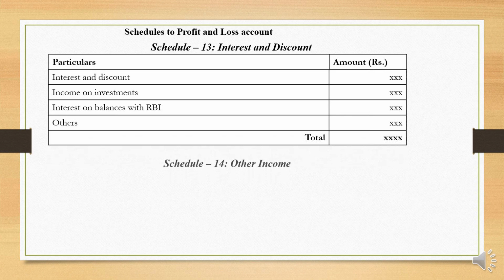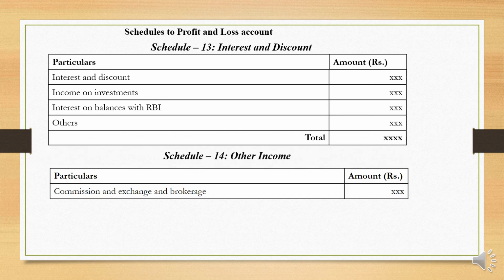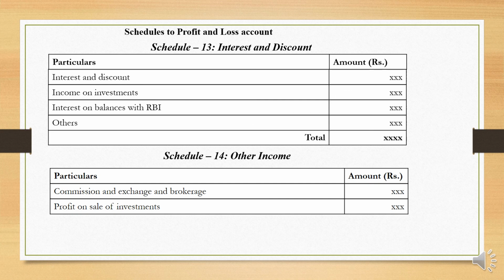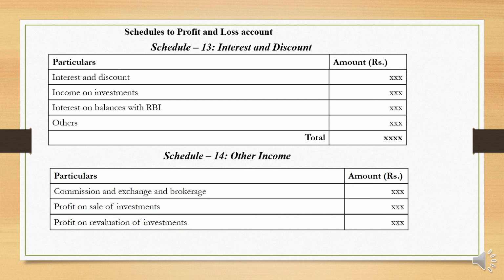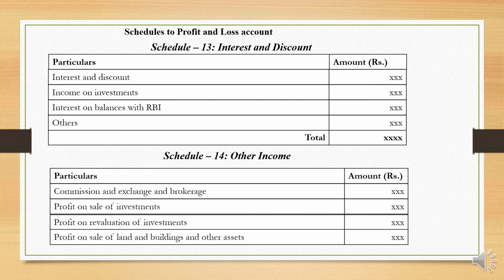Next, schedule number 14, other income. These are the types of income. Very common other income is commission, exchange and brokerages. Then profit on sale of investment. One more is profit on revaluation of investments, then profit on sale of land and building and other types of assets. All this comes under other income. Next one is total, so we'll get the total of other income.